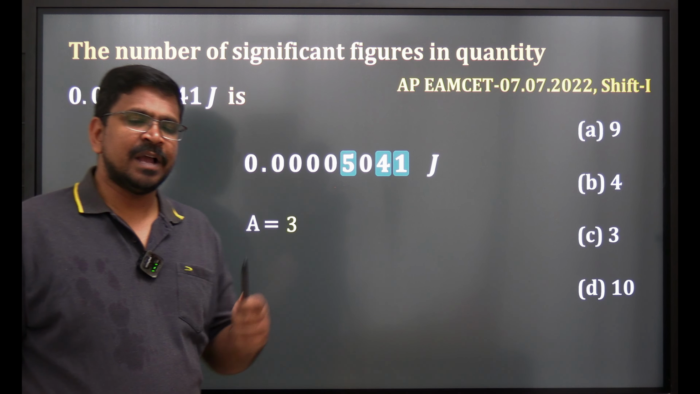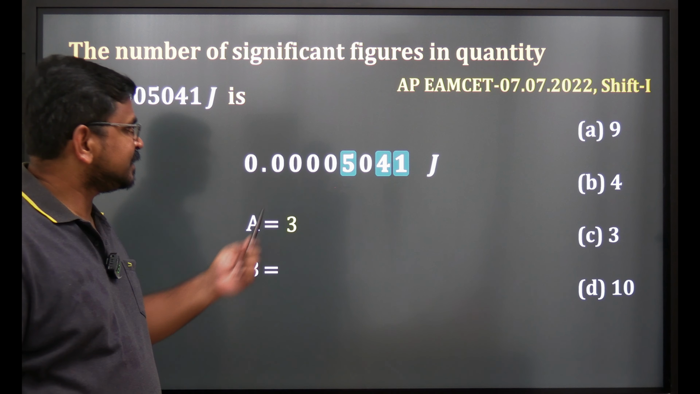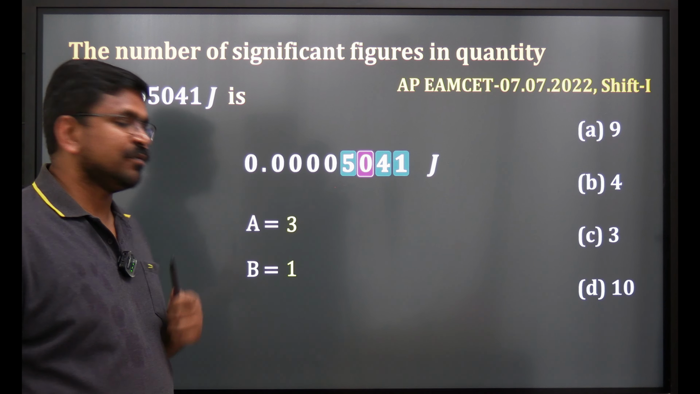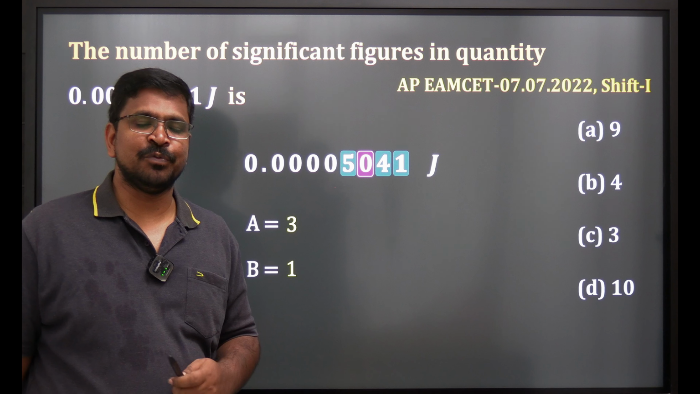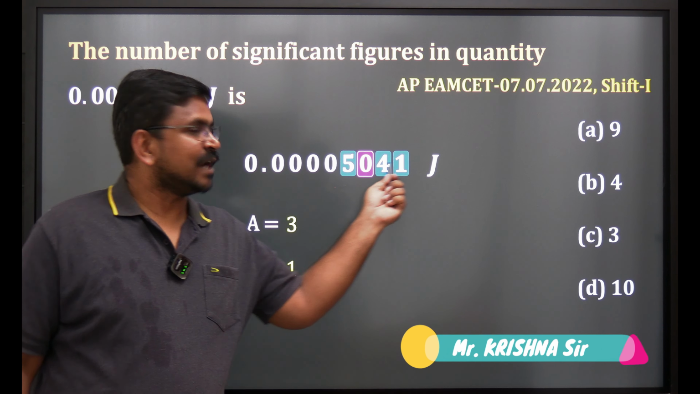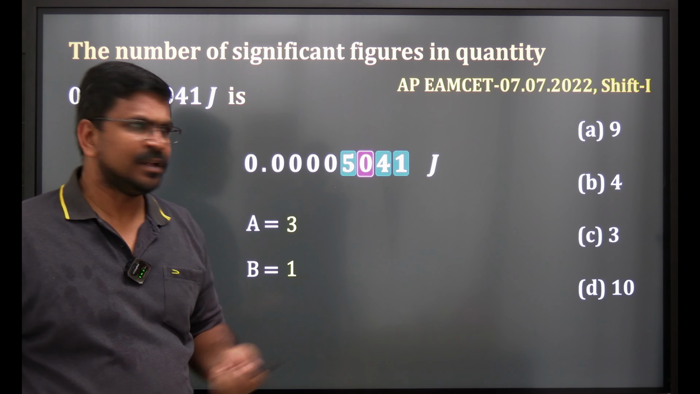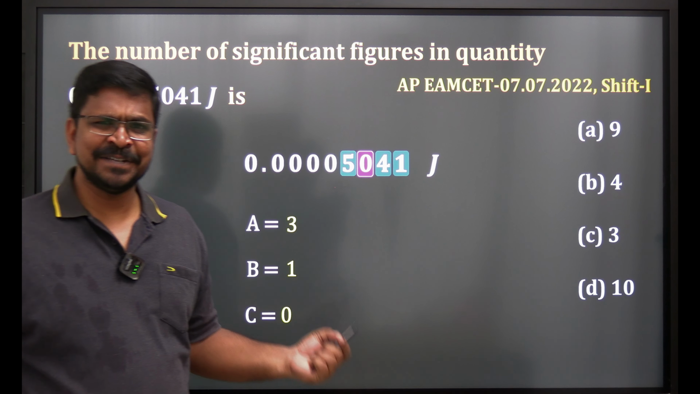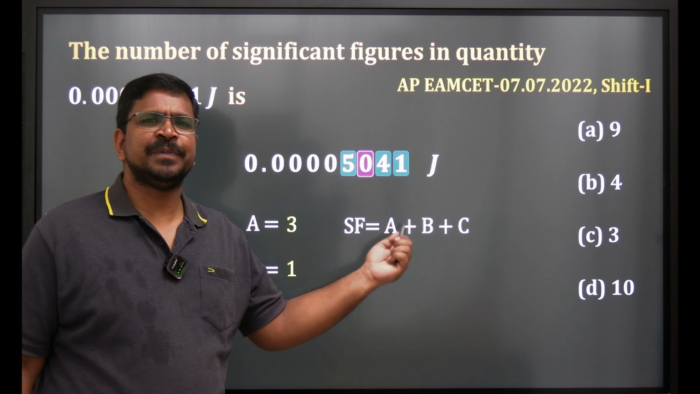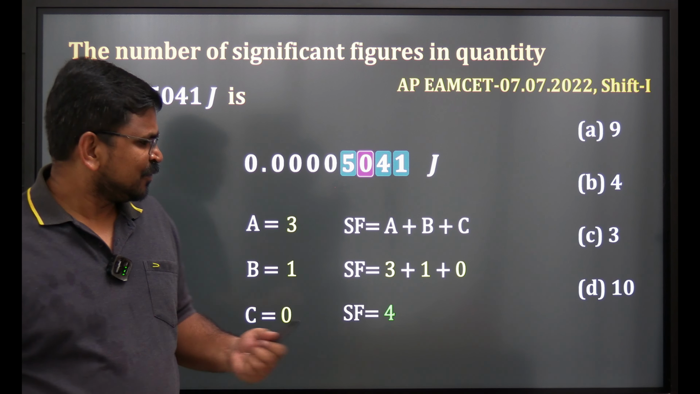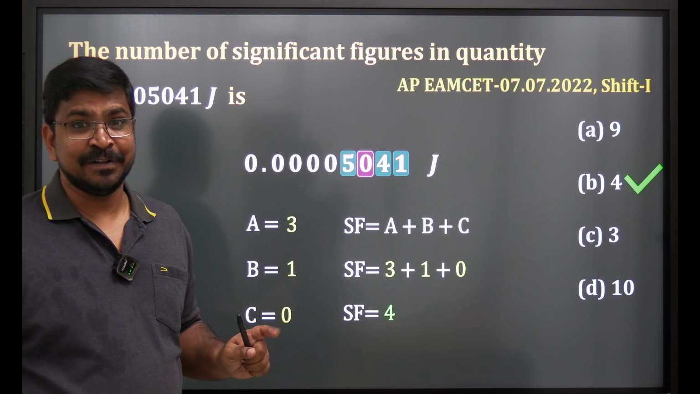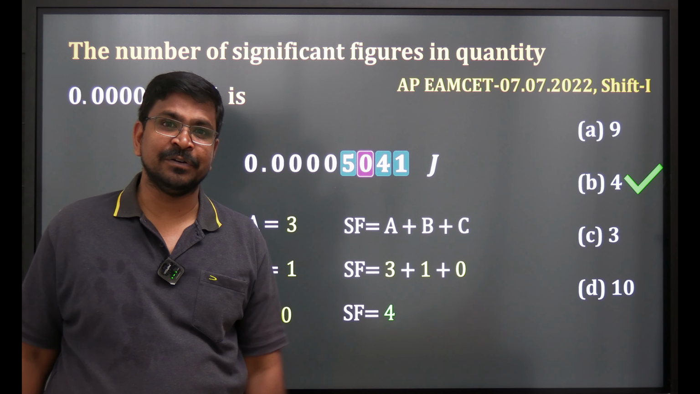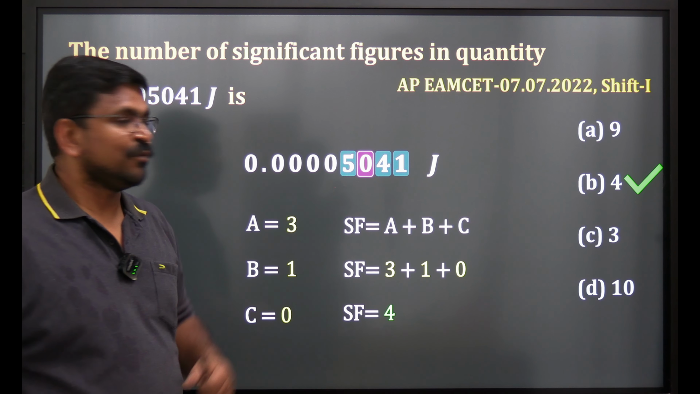Next B, the number of zeros between non-zeros. Only 1 zero exists between non-zeros, so B value is 1. In case of decimals, all rightmost trailing zeros are significant, but here there are no trailing zeros, so C equals 0. Now it is very simple. Significant figures is A plus B plus C, and 3 plus 1 plus 0 is 4. Be careful with this kind of question, because there are 9 digits and the first option is 9, but the correct answer is actually 4.